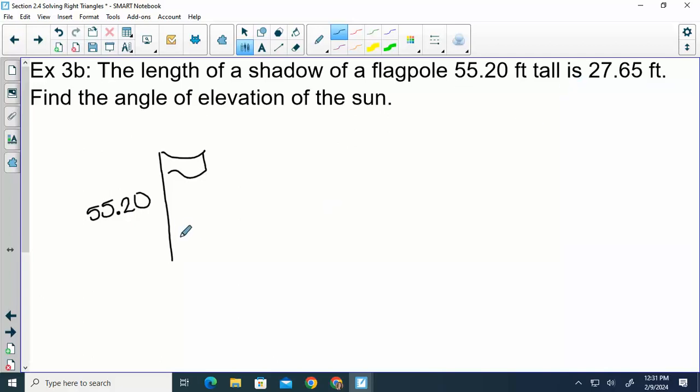And the shadow, where does the shadow go? On the ground. Okay, I'm just going to say that because I guarantee you I will put one of these on a test or quiz at some point, and about half the people will put the shadow on the hypotenuse. It happens every year. But where does your shadow go? On the ground. It's always on the ground. Sunshine.